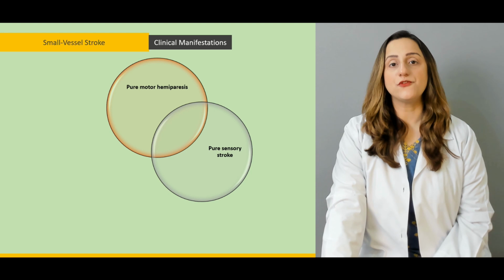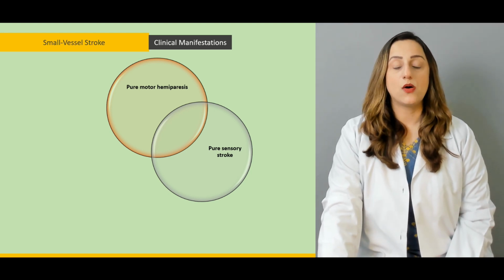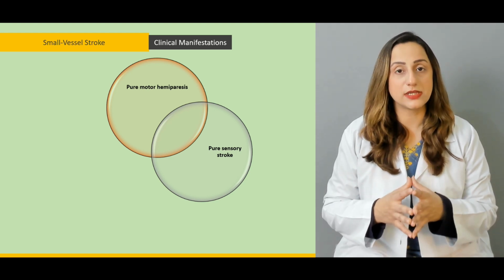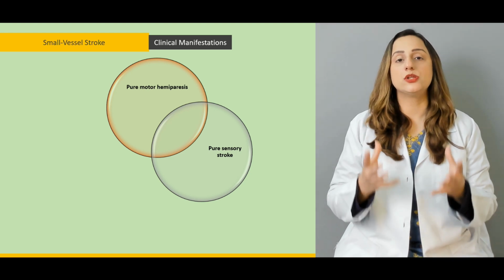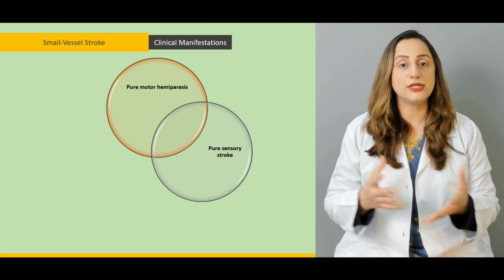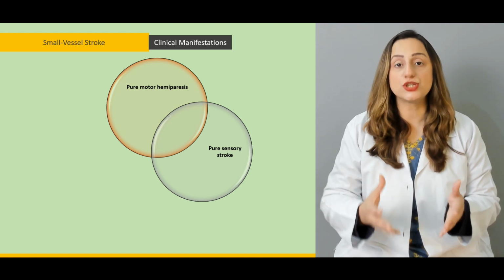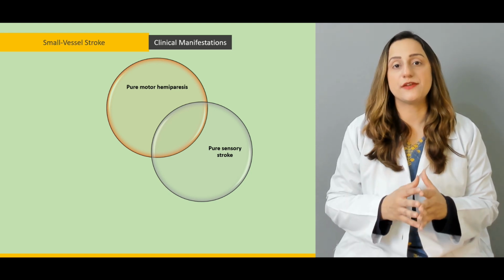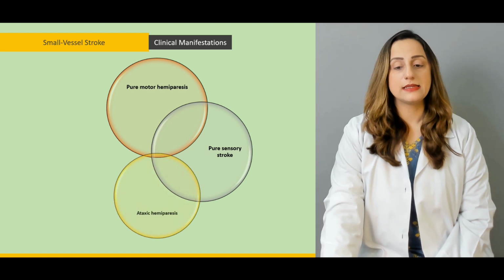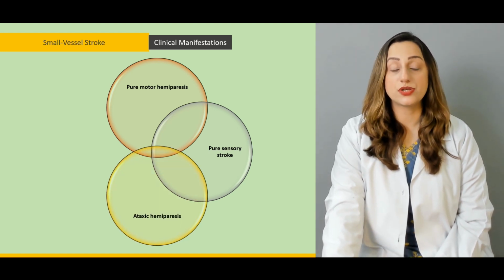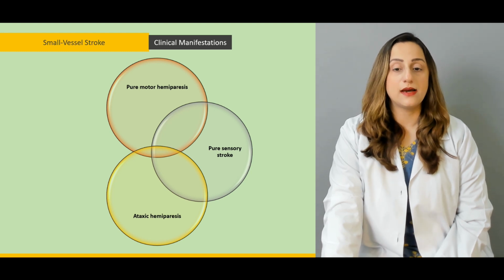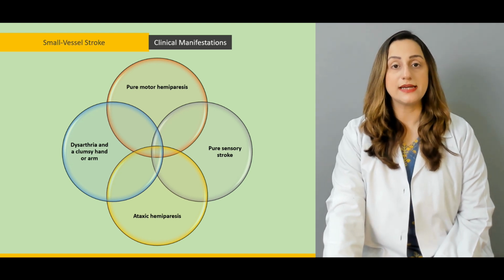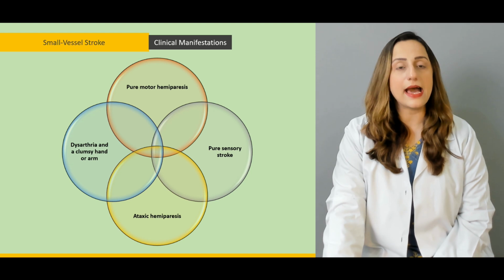Then sometimes we have a pure sensory stroke affecting just the sensory areas. So when you conduct the clinical sensory examination, including pain, temperature, crude touch, and two-point discrimination, all of these factors are going to be affected in these individuals. Then we have an ataxic hemiparesis in which incoordinated movements are observed. And then finally, we have patients with dysarthria, that is difficulty of speech, and a clumsy hand or arm.